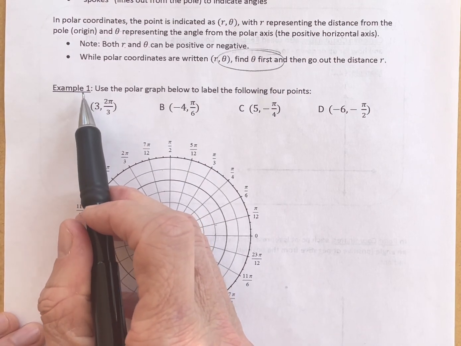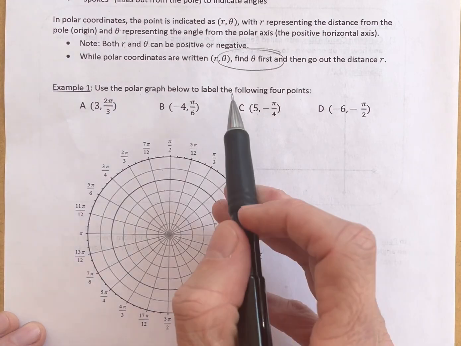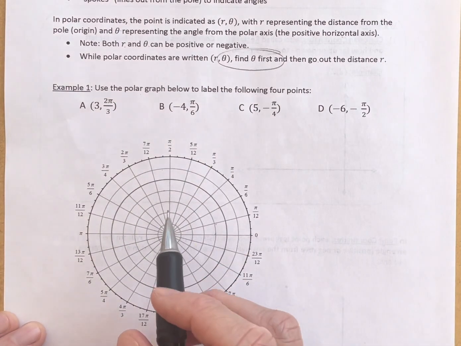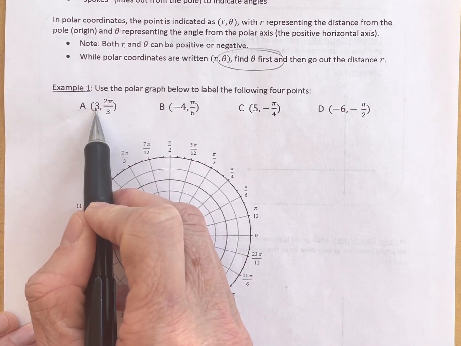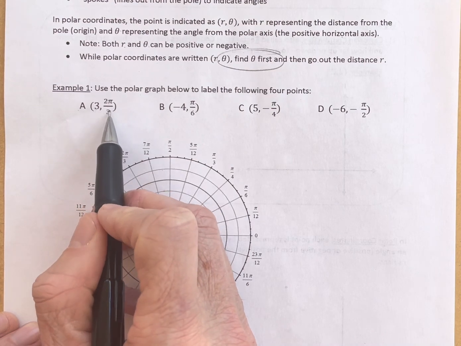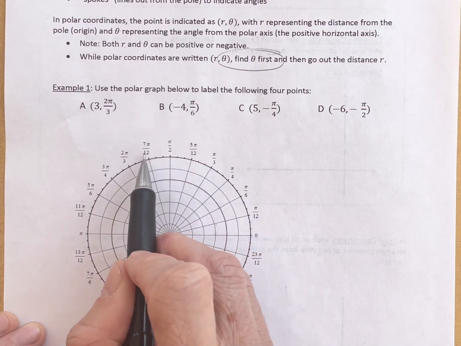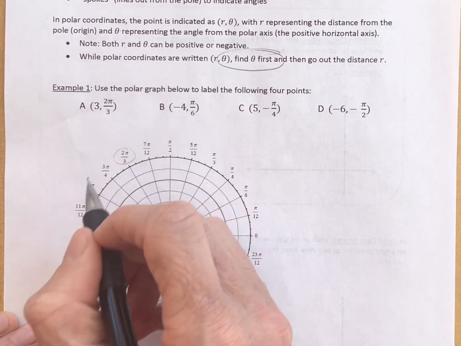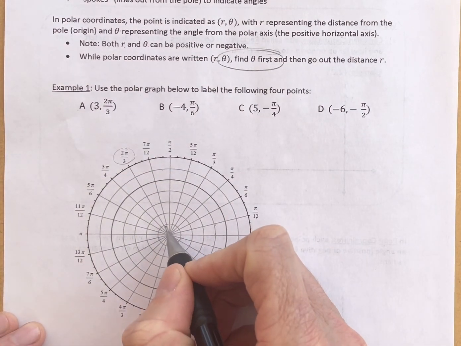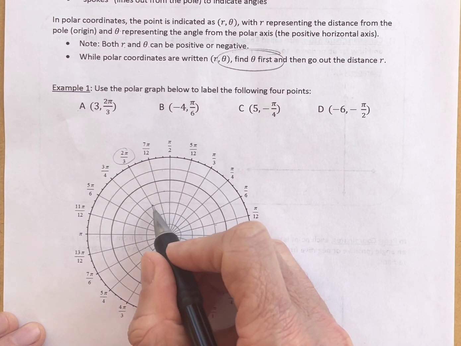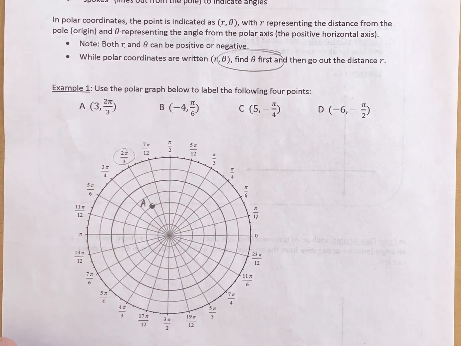Okay, let's use our example. In example 1, let's use our polar graph. Again, this polar graph is in radians to label the following 4 points. Okay, point A. Our r is 3. Our theta in radians is 2 pi over 3. It's positive, so we're going to go around to 2 pi over 3, which is here. Again, theta first. And then we're going to go out 3. So from the pole, I go out 1, 2, 3. And right here is the point A in polar coordinates.